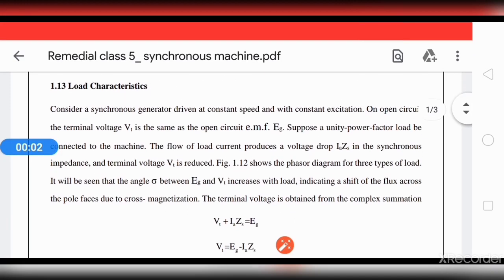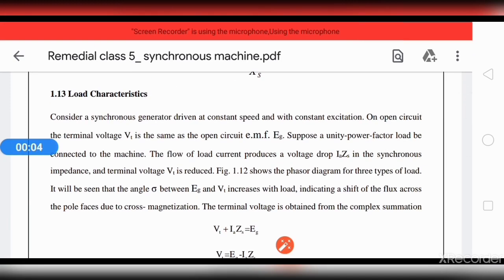Hello everyone. Today we are going to discuss lecture number 5 of 11th class. Today we are discussing the load characteristic of synchronous machine or alternator. In this we will study how the load characteristic for different types of load can be plotted for the alternator.